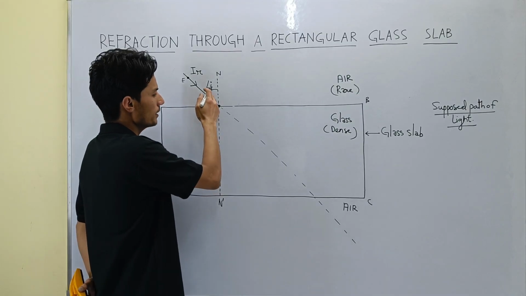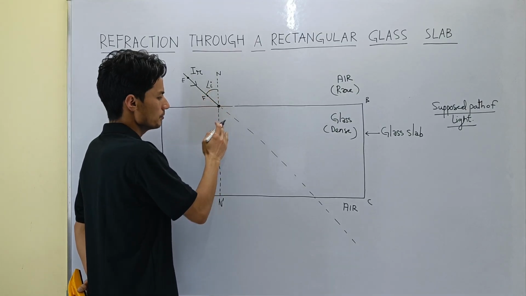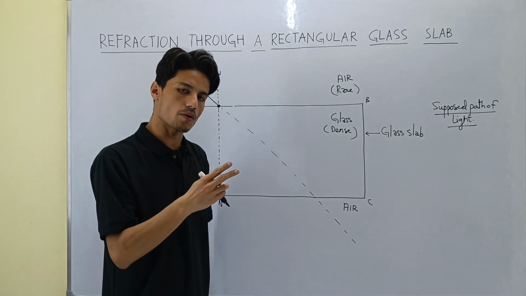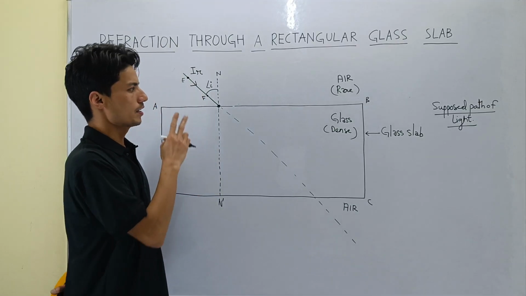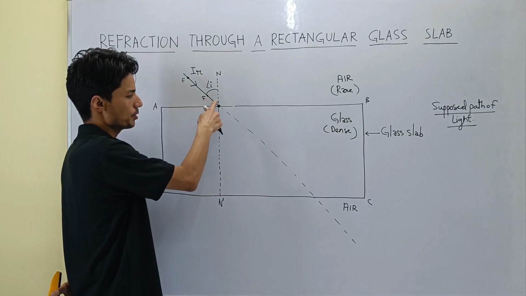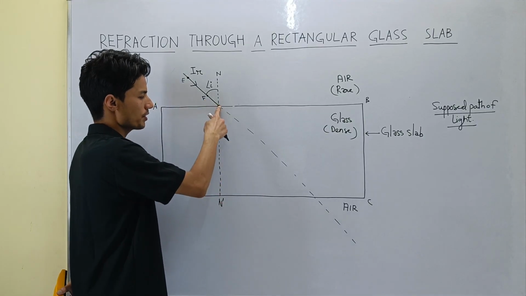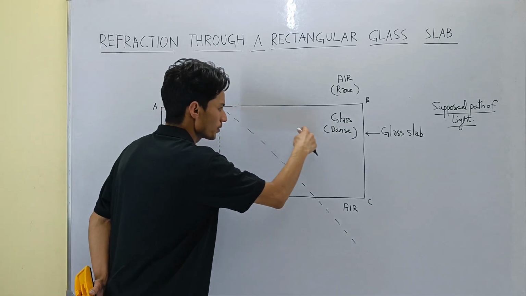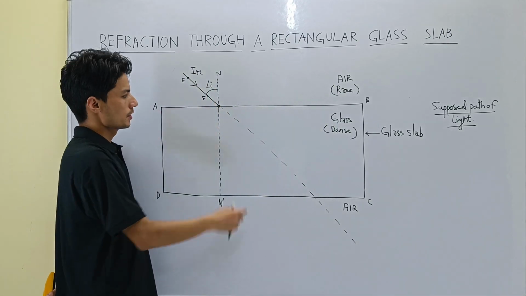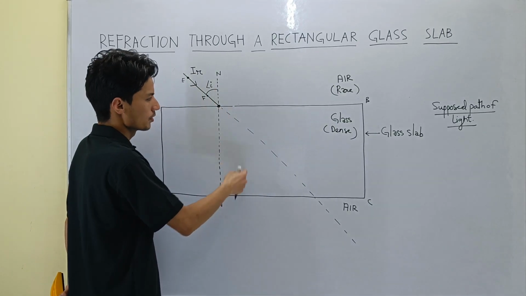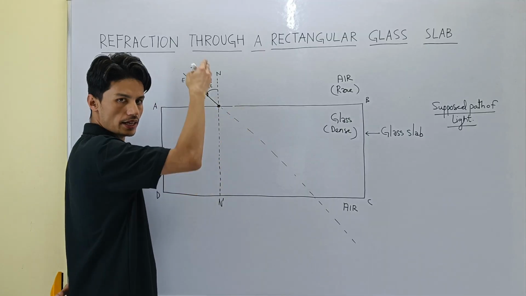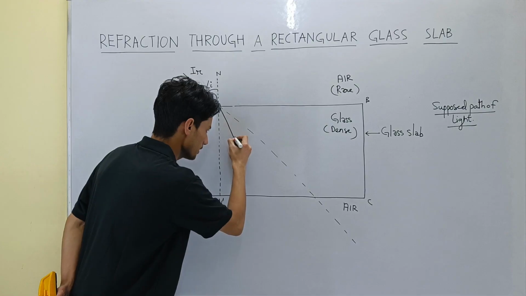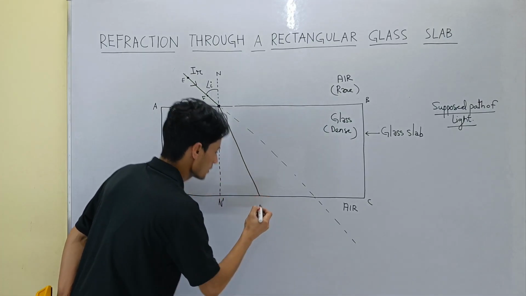Okay, when light enters from rare to dense medium, there are only two things that I will ask you here. Does it bend towards the normal or away from the normal? From rare medium, it's about to enter a dense medium. So the refracted ray, will it bend towards the normal or away from the normal? It will be towards the normal, isn't it? From rare medium to dense medium, light bends towards the normal. So the refracted ray will take this path. This is the refracted ray.